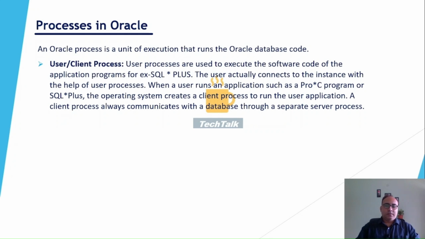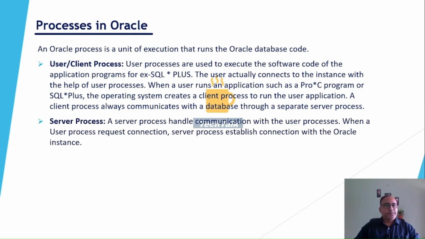Then we have the server process. The server process receives communication from the user process. When a user process requests a connection, the server process establishes a connection with the Oracle instance. That's the primary goal of the server process.